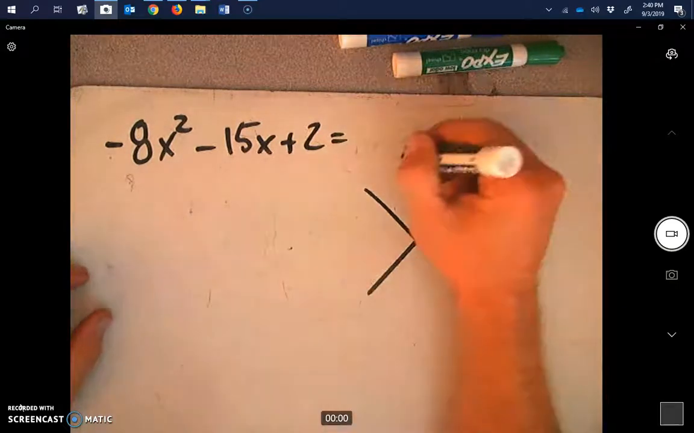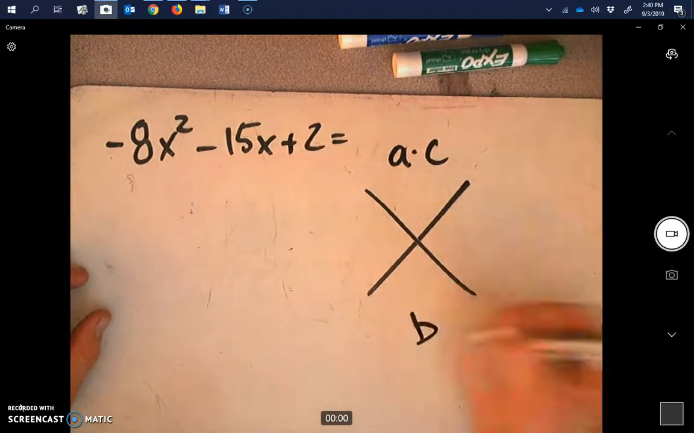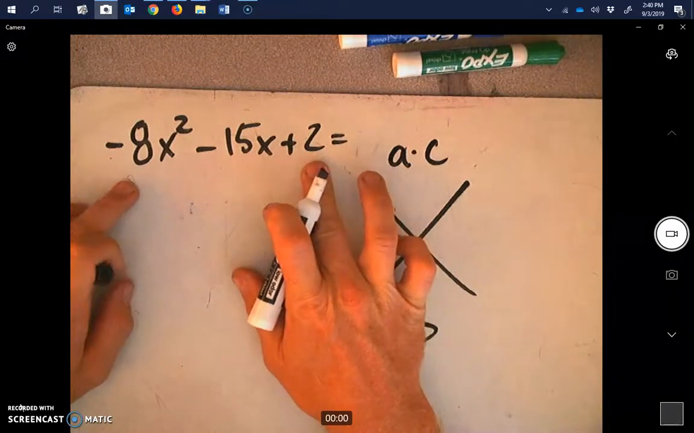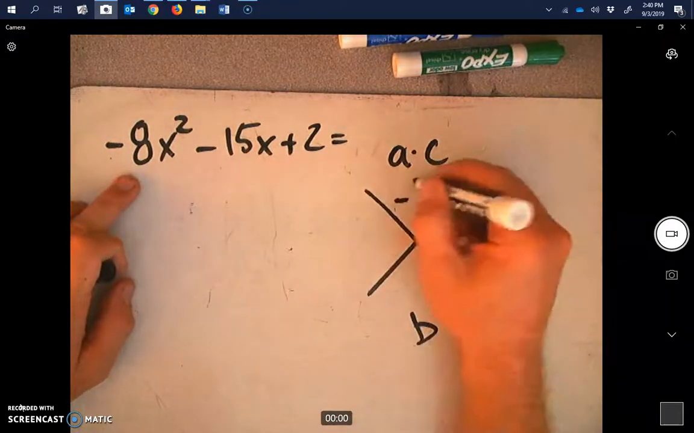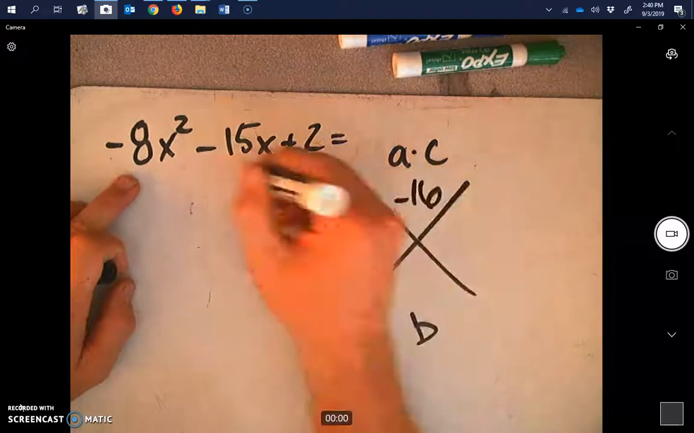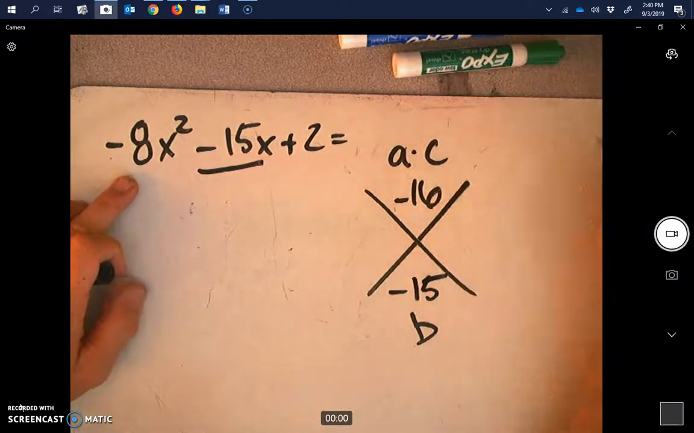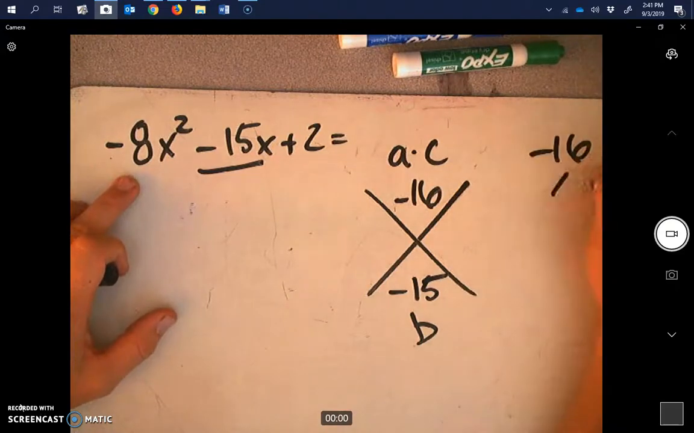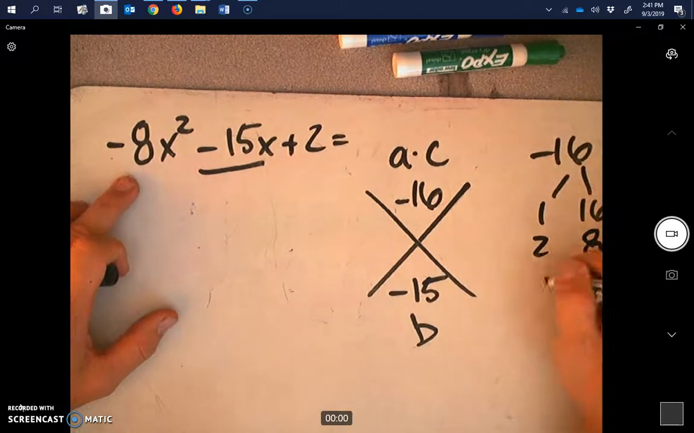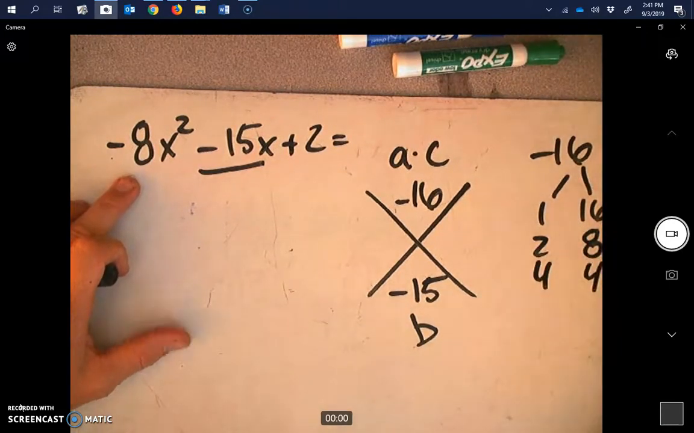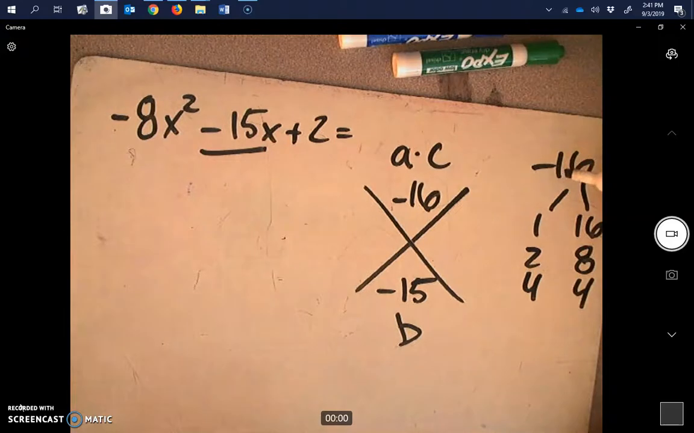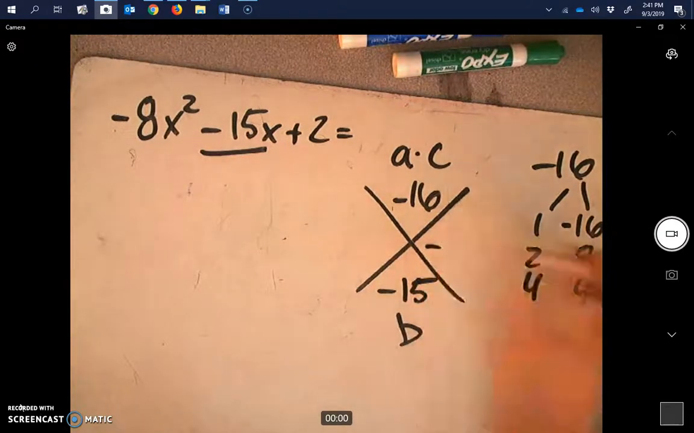So once again, this is A times C. This is B. So A and C, negative 8 times 2, negative 16. And B is negative 15. So let's get the factors of 16, and we're going to keep them all positive. 2 times 8, 3 does not, 4 does. So if one of these is negative and one is positive, how can we get negative 15? Well, negative 16 plus 1.